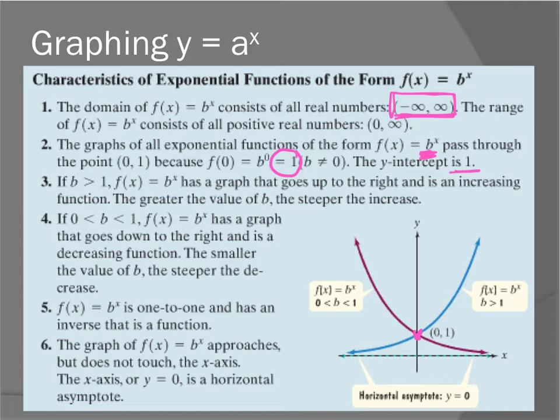If b is greater than 1, then our function has a graph that goes up to the right and is an increasing function. So here we have an increasing function when b is greater than 1, this blue line. And if b is less than 1 but greater than 0, our graph is going to be decreasing.